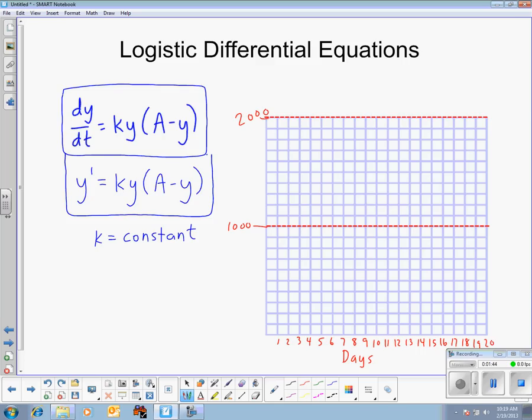y is just y. It could stand for, in our example, how many people have heard a rumor. It's just y like x, y always has been, or y of t in this case, but it's just the number of people in our example who have heard this rumor. A is the max value. Another word is carrying capacity.